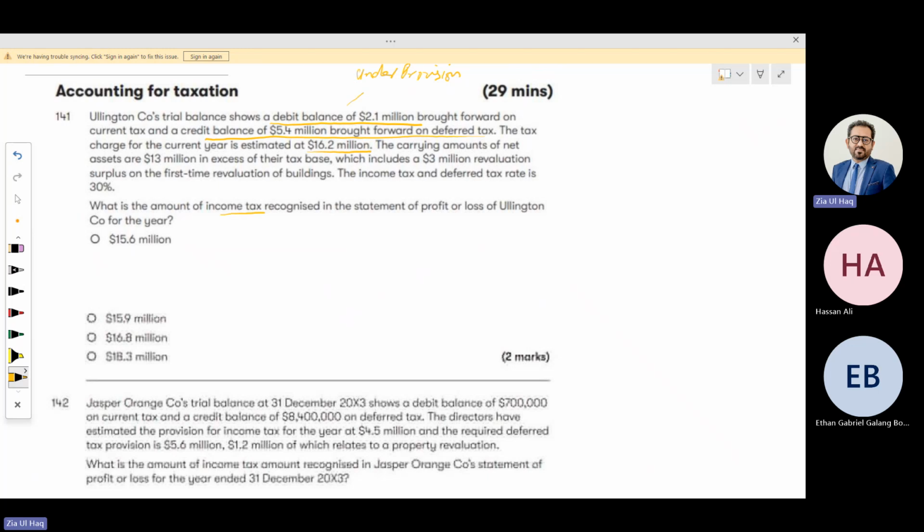What amount of income tax is recognized in statement of profit or loss? How to calculate profit or loss figure? Current tax liability, add under provision. In this question, there is under provision, and adjust deferred tax increase or decrease. Increase will be added, decrease will be deducted. You need to see whether there is increase or decrease. How? Taxable temporary difference.